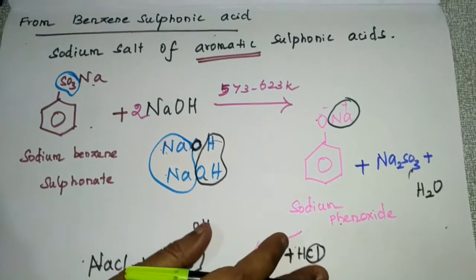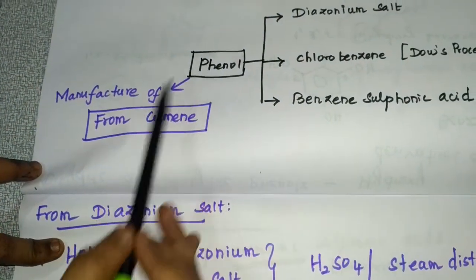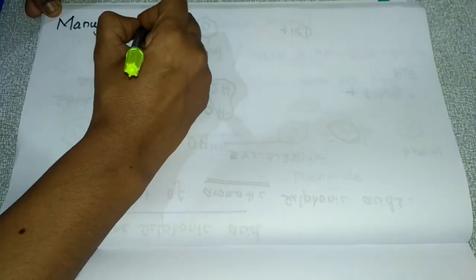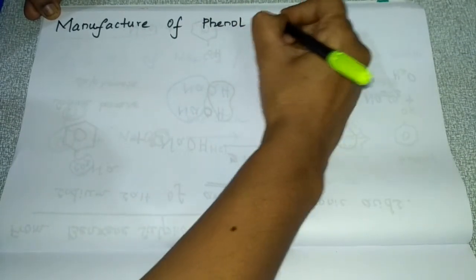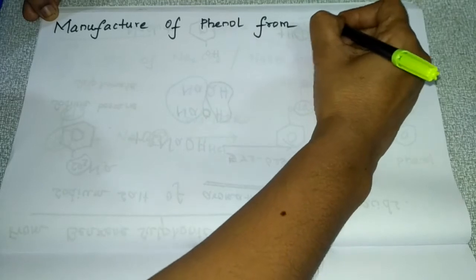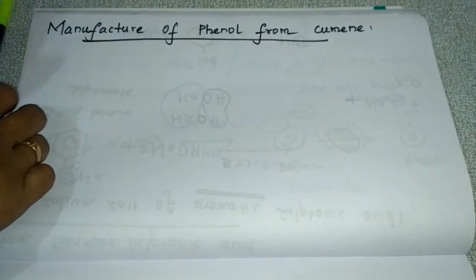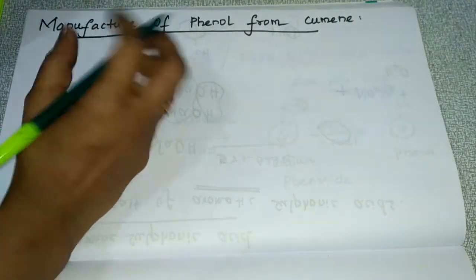Okay, and next we will see manufacture of phenol from cumene. So here in this you have to take benzene and propene.